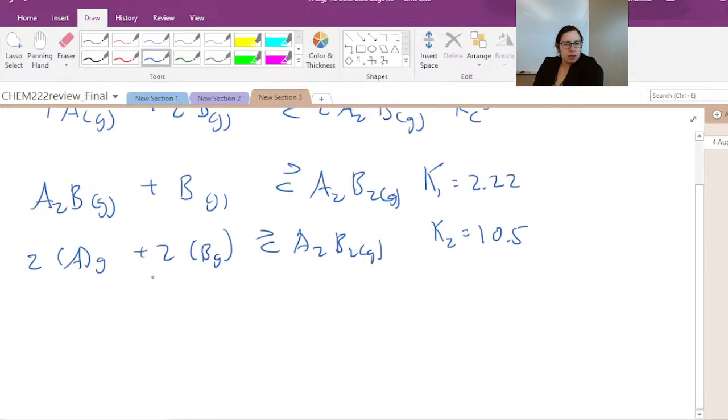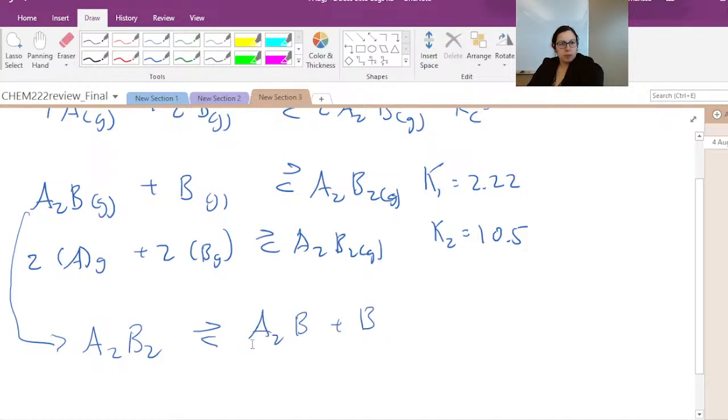And then do we need to do anything else? At that point, you can cancel out A2B2 on both sides because it's the common species on both sides. And then there's also 1 B on both sides that you can cancel out. And that leaves you with 2A plus B against A2B.